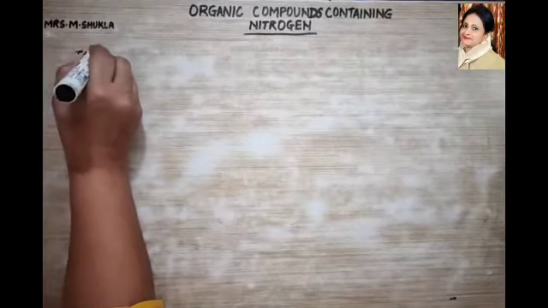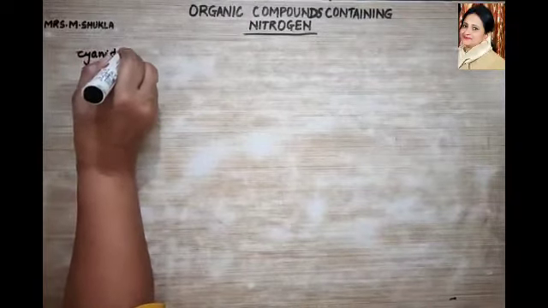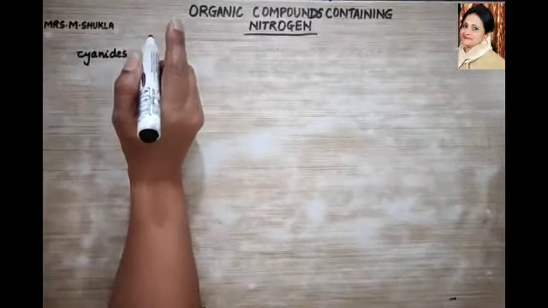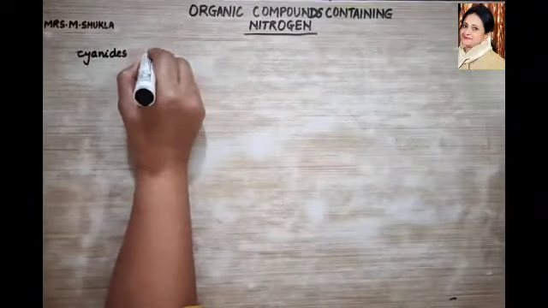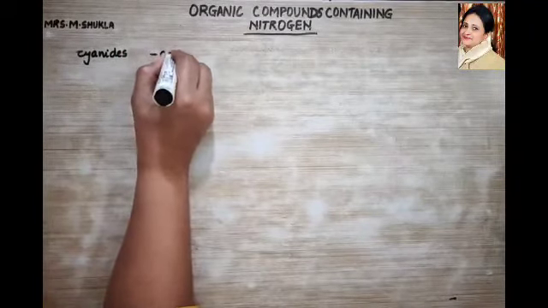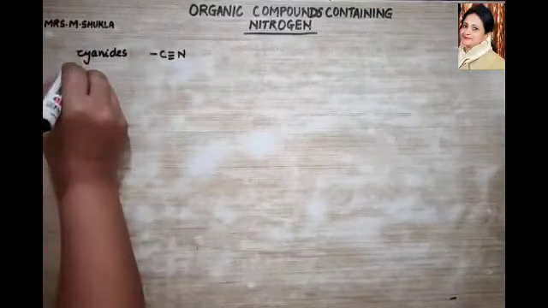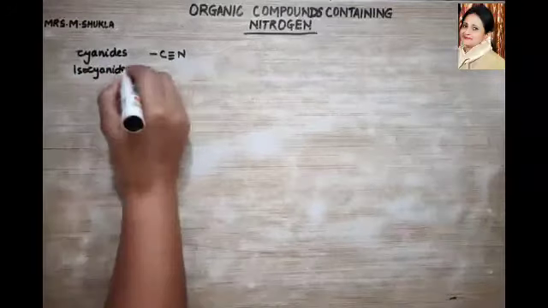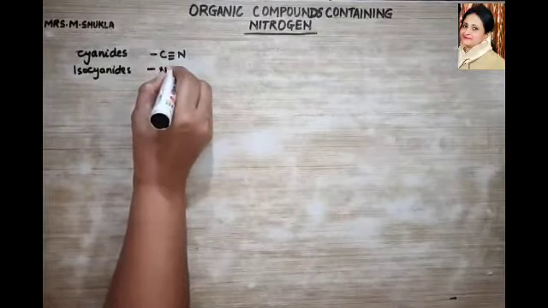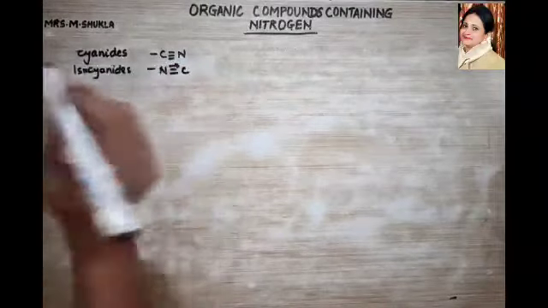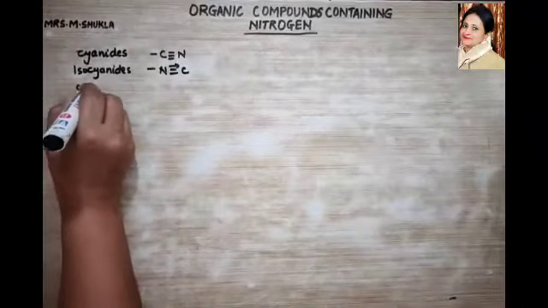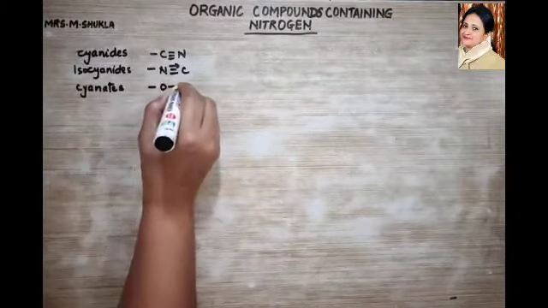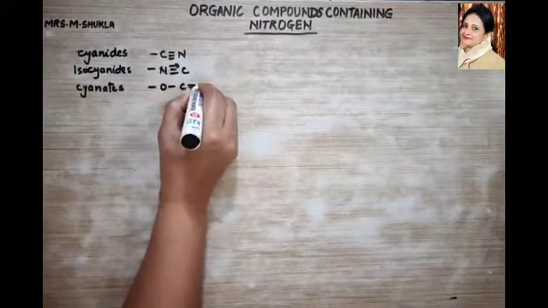For example, cyanides. By this time you must have learned a few of the names of those groups which contain nitrogen. Cyanides means this is their general formula. Okay, then even isocyanides. How do we write isocyanides? Okay, isocyanides are written like this. Then even cyanates, how are they written? They are written like this: O, then single bond, then triple bond, and N.